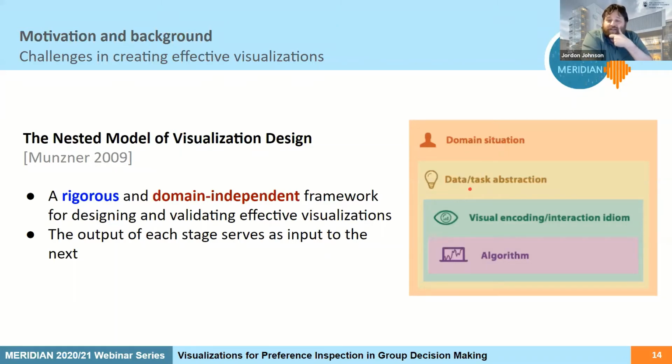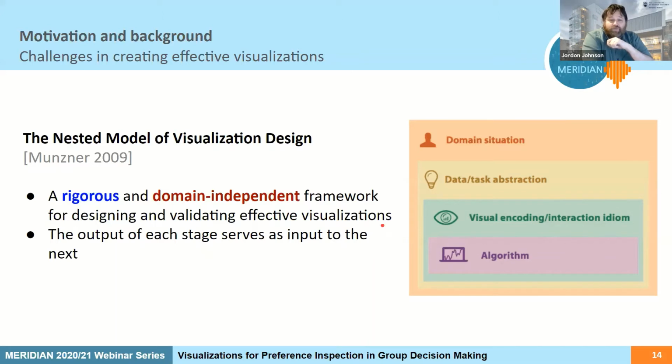Once we've done that, then we can ask, what visual idioms, whether it's encodings like bars and circles or interactions like sorting, are useful for representing that data and facilitating those tasks. And once that's done, we move on to the algorithm stage where we do implementation, obviously. All right, so that is the model that we follow in our work. We follow the nested model of visualization design.